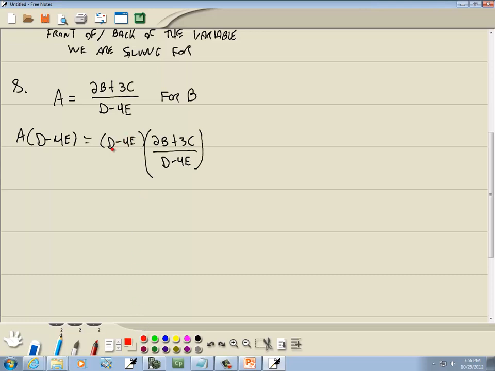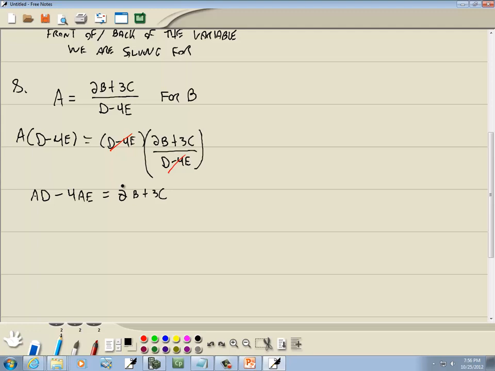Now over on the right side, the D minus 4E's cancel. Over here we've got A times D, which gives you AD, minus A times 4E, which gives you 4AE. Again, put them in alphabetical order. Now multiplying these together is very simple. The different variables, you just put them next to each other in alphabetical order. And then equals 2B plus 3C.